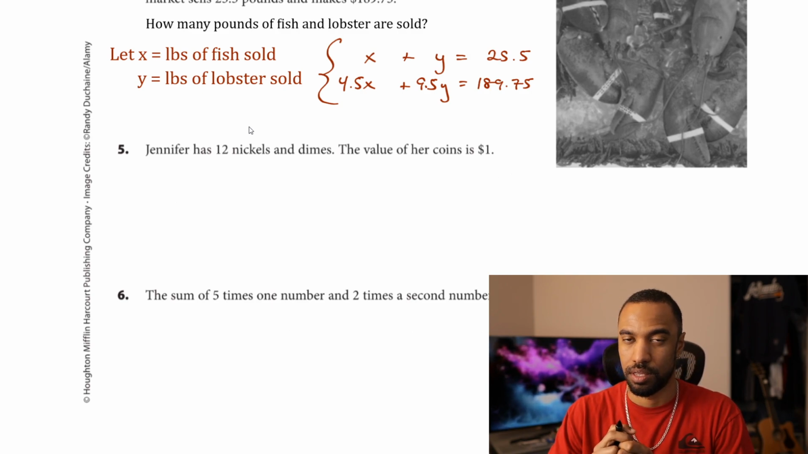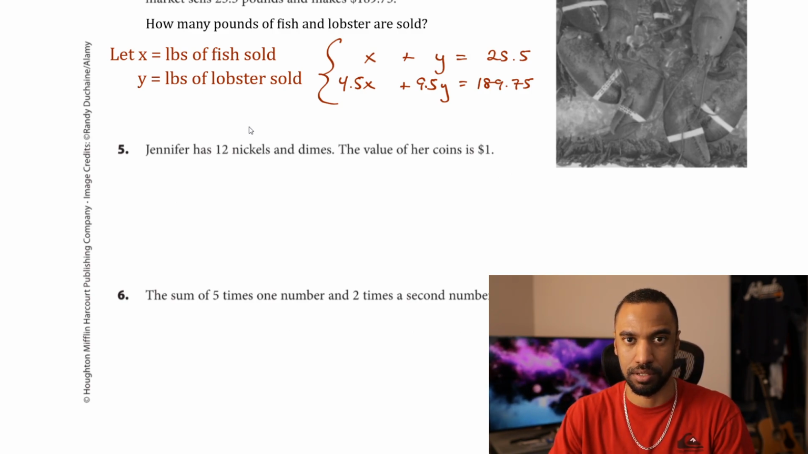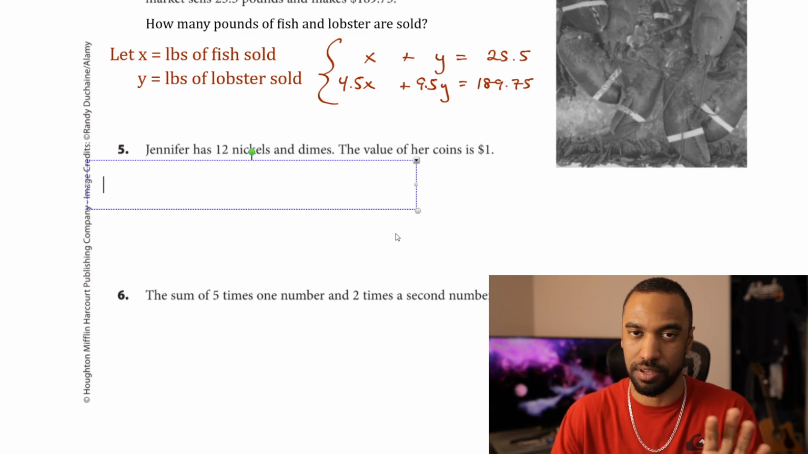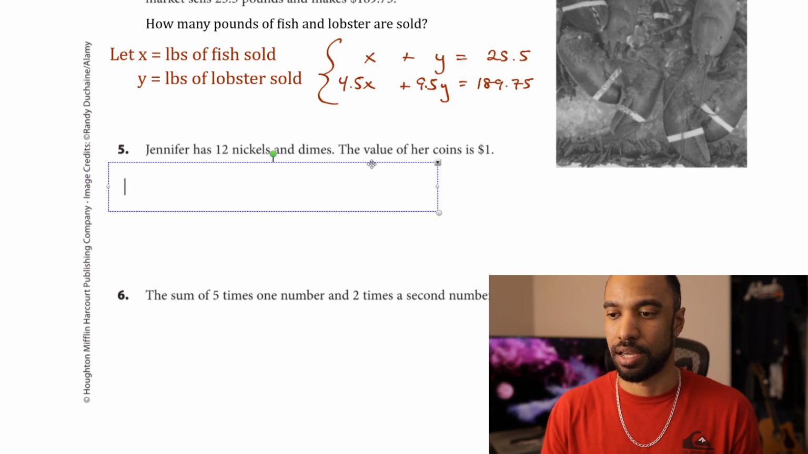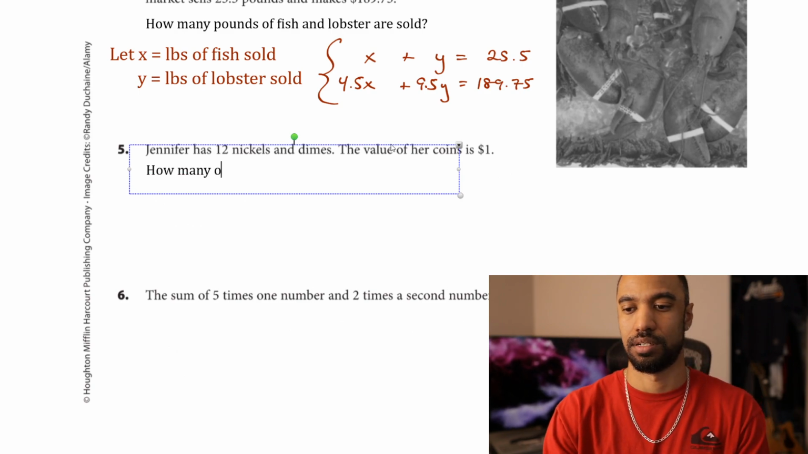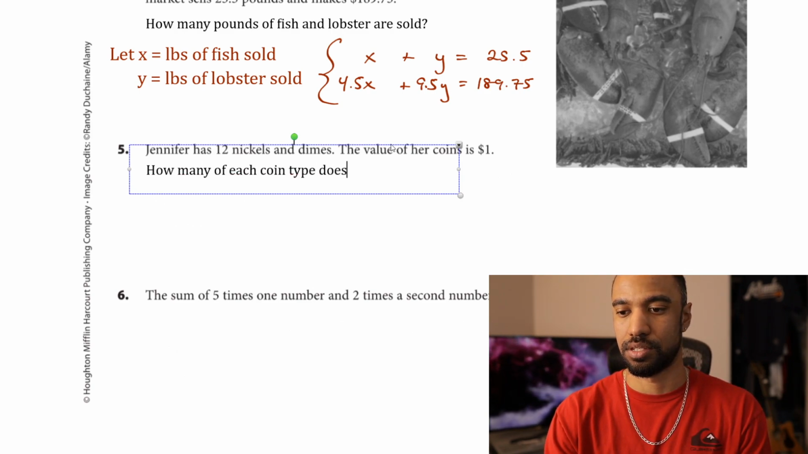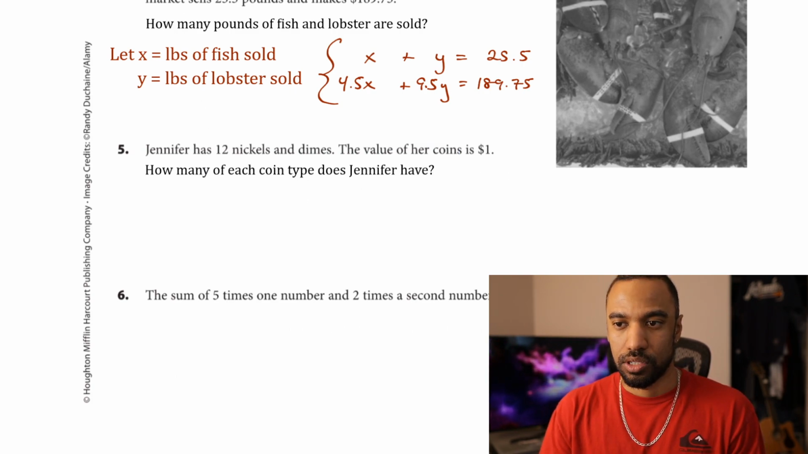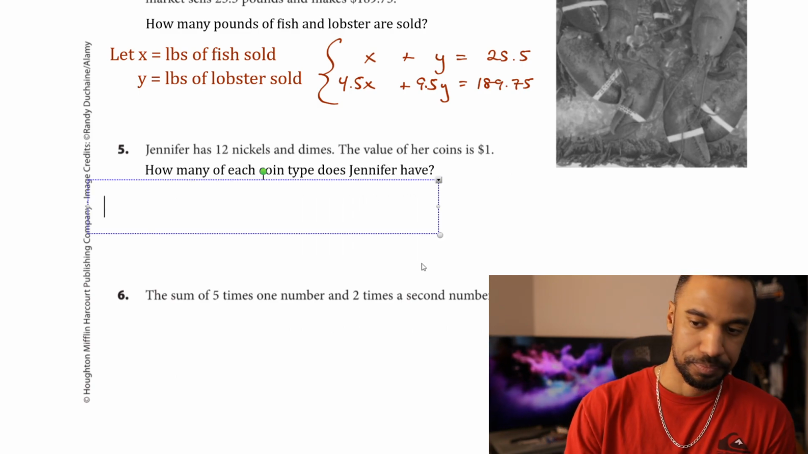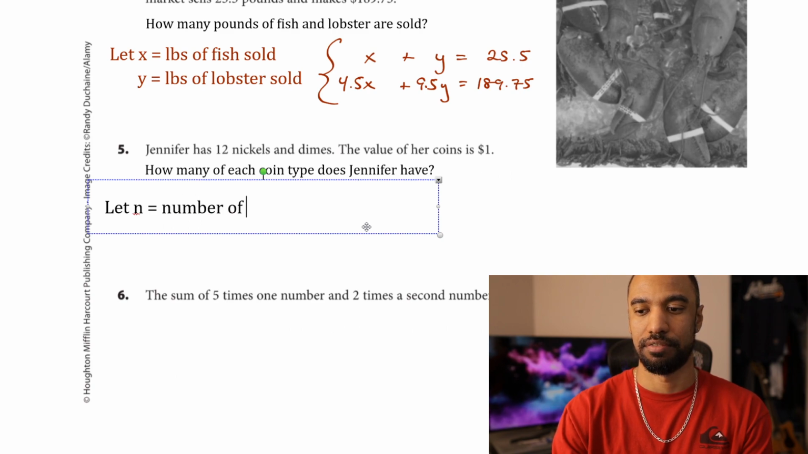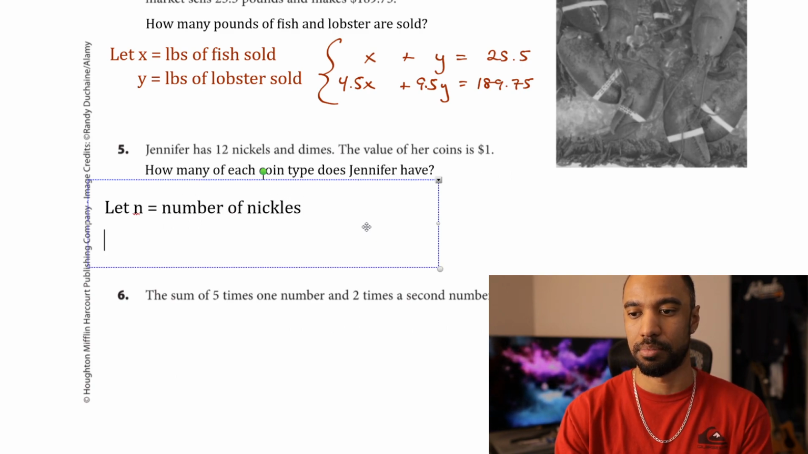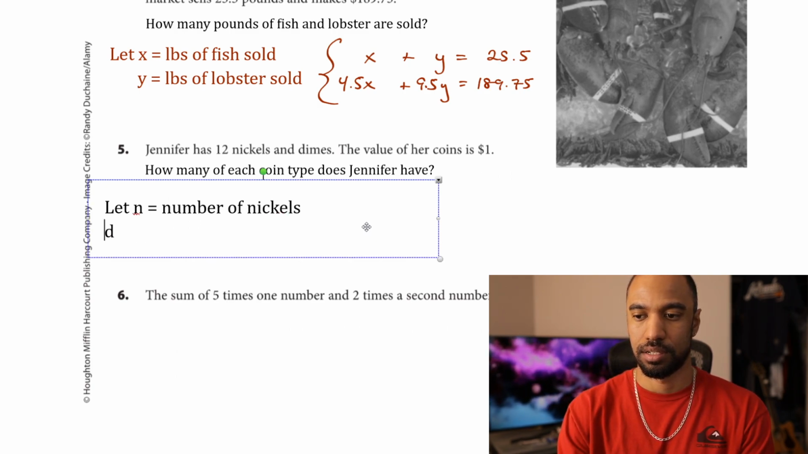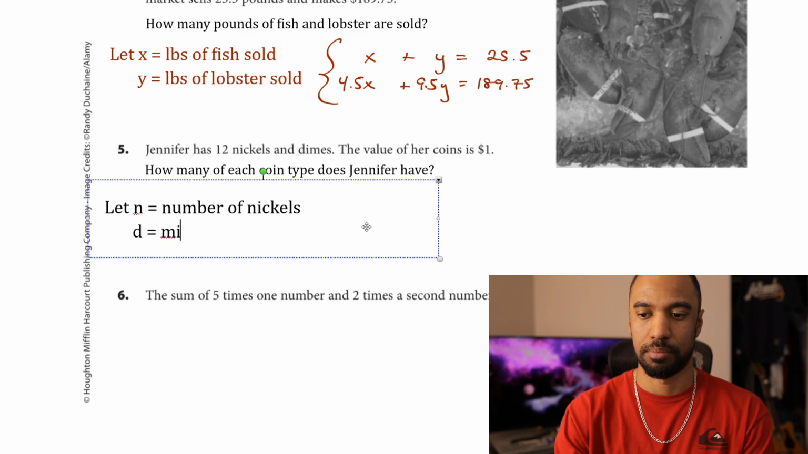So we know that a dime is 10 cents and a nickel is 5 cents. All right. Now, there's something else I'm going to write after we define our variables here. So we don't know how many of each there are. How many nickels are there? How many of each coin type does Jennifer have? So let's use N and D this time. Let's let N equal number of nickels she has, and D equal number of dimes.